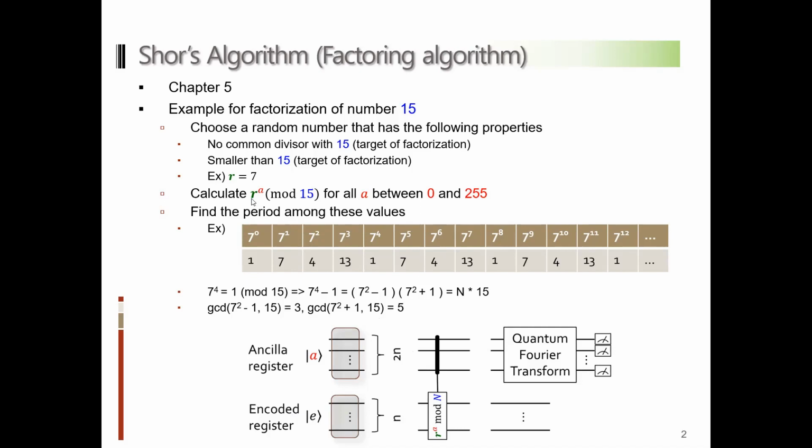This unitary part corresponds to a calculation of r to the a mod 15, or whatever n value it is, and this operation is controlled by the value in the ancilla register. All the superpositions of these results will be available at this point. Finally, we apply the quantum Fourier transform to the ancilla register. Maybe you are not familiar with the concept of the quantum Fourier transform, so I will work through the details in the next pages.